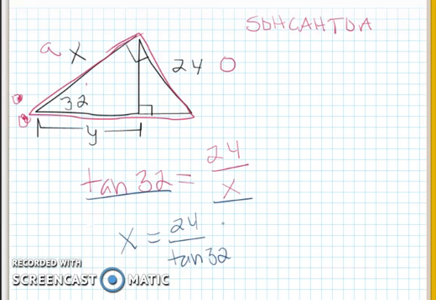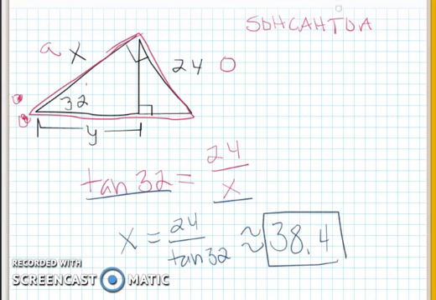So this works. We're going to go ahead and plug this into our calculator and see what we get. Okay? So we get 24 divided by, I'm going to use parentheses, tan of 32, and we get 38.4. Okay, so there's x.